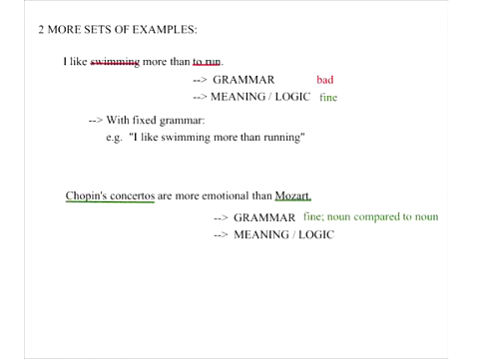But the meaning here doesn't make sense. You can't say that a piece of music is more emotional than a person. So this is bad because you can't compare a piece of music to a person. It's kind of like saying I mistook this table for communism. It doesn't make sense. So smiley face if you guys understand these examples.